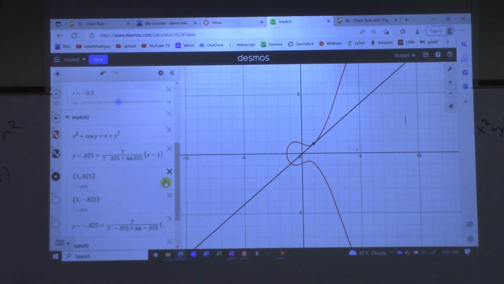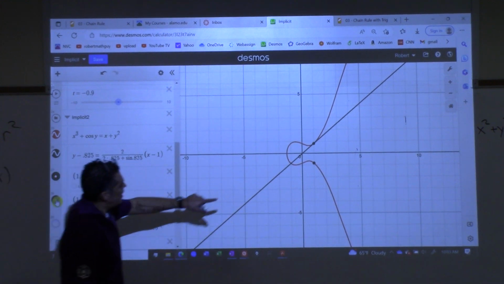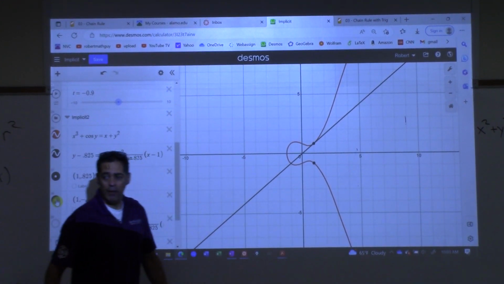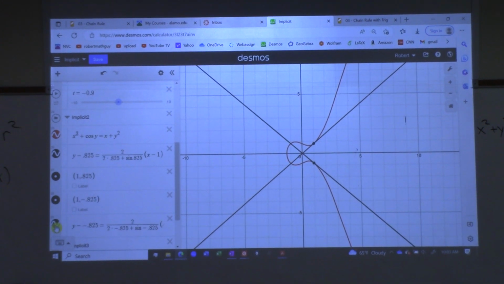Okay. Well, do you agree that right there at that point I have a tangent line? But for that same x value, there's a point below it, right? And for that same x value, there's a point up here and a point down here, and they both have tangent lines. And they're different, right? They're different slopes for those two lines. So can we find the slopes of those? That's what we want to be able to do.